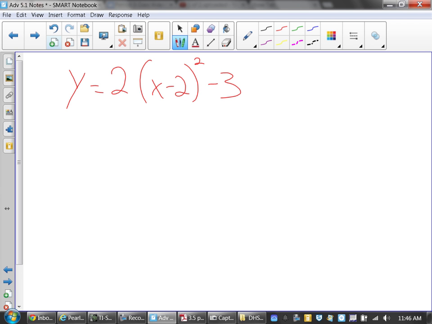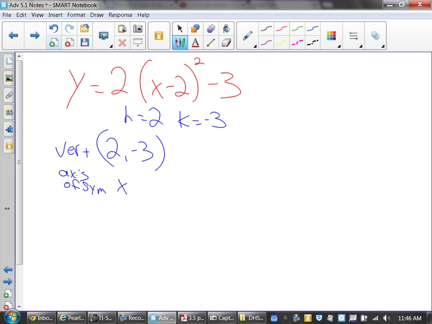Once you get a couple of them, you'll be like, oh, all right. So I know that my h is 2 and my k is negative 3. Therefore, where's my vertex? 2, negative 3. Where's my axis of symmetry? What is 2? Good. You're already 2/3 of the way done graphing that problem.